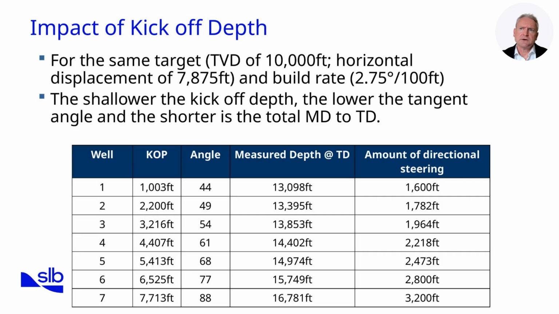Shallow kick-off points reduce inclination, easing hole cleaning and simplifying casing operations. They also minimize torque and drag by distributing curvature over a longer section. However, they often increase MD, adding drilling time and cost. Deeper kick-off points shorten MD, but concentrate doglegs, increasing mechanical loads and the risk of reaching torque or drag limits.